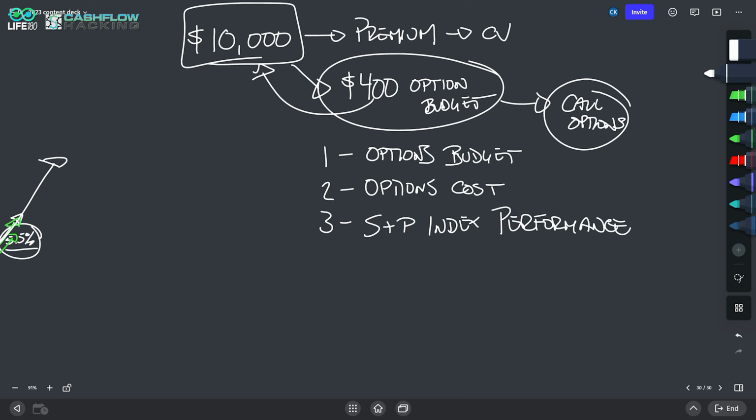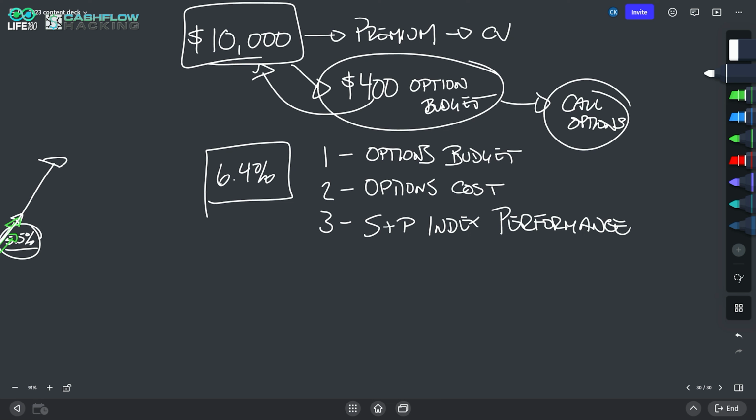Ironically, the S&P 500 index performance has actually the least impact on the actual overall performance of an IUL policy. And this is one of the reasons why, when I look at the current assumptions, let's say they're saying it's going to be a 6.4% assumed return on an IUL. Well, let's talk about that.